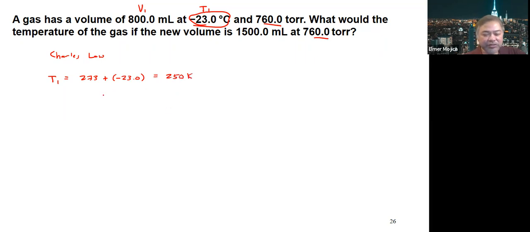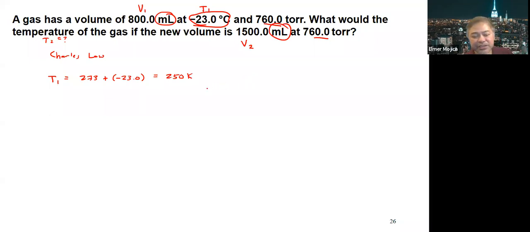If we look at the relationship here, the one that is missing is T2. And you have here a new volume. Now you may ask yourself, how about the unit of the volume? Since they are the same, you don't need to convert them to liters. They will just cancel out. They're going to give you the same ratio.